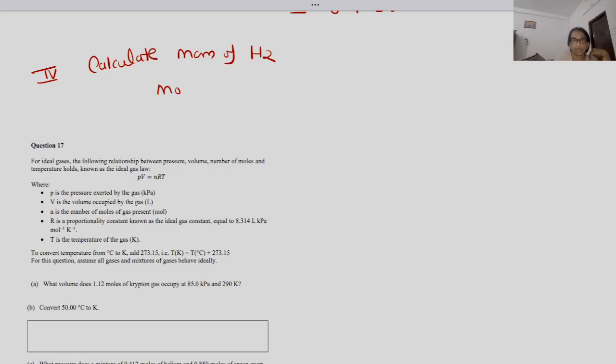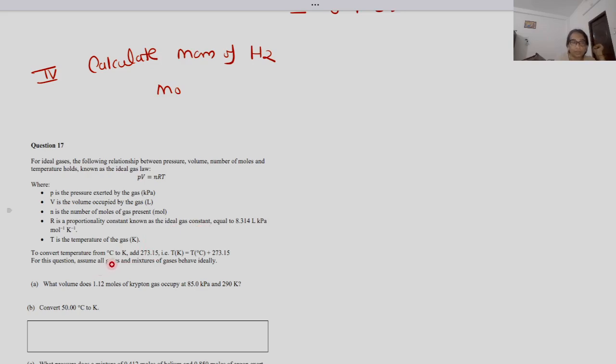For an ideal gas, the following relationship between pressure, volume, number of moles and temperature holds, known as the ideal gas law. Do you know it very well? PV = nRT is the ideal gas equation, where P is the pressure, V is the volume, n is the number of moles of the gas present, R is the proportionality constant known as the ideal gas constant, and T is the temperature of the gas.